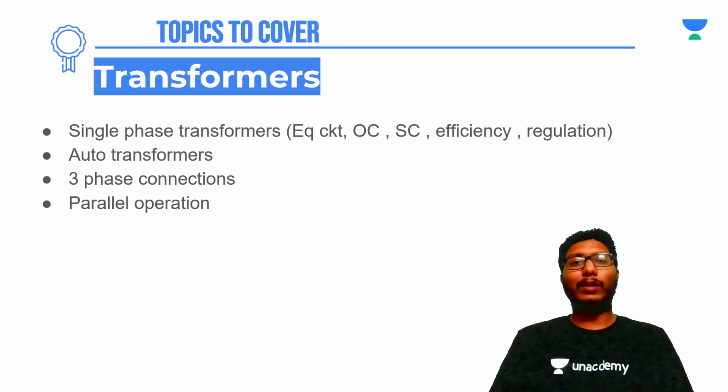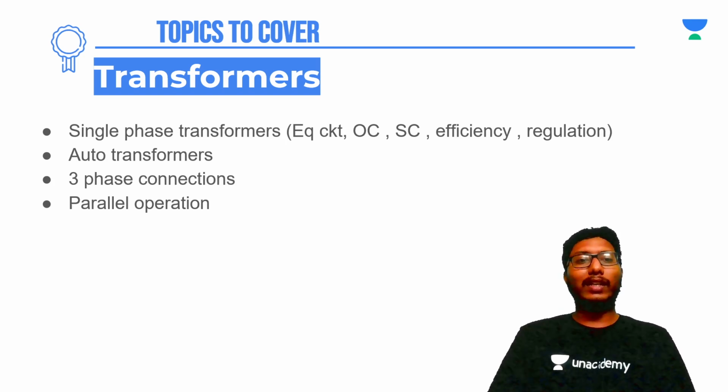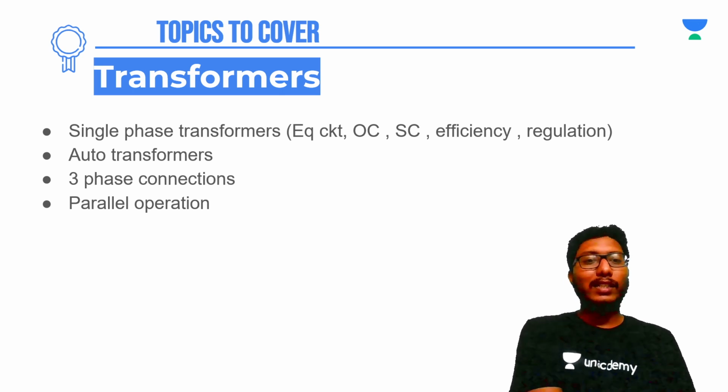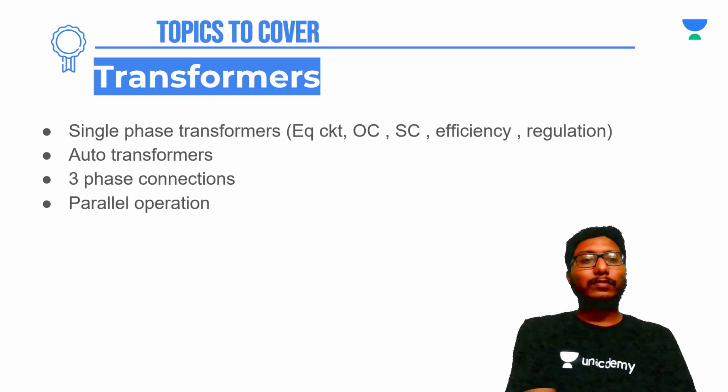So we have discussed equivalent circuit, open circuit test, short circuit test, efficiency, regulation, and now we'll look at auto transformer. So coming to auto transformer, the common question that you can expect is that initially you will be given a single phase transformer which is connected in auto transformer mode to supply some given voltage. You are asked to find out the kVA rating of the auto transformer. This is one standard question.